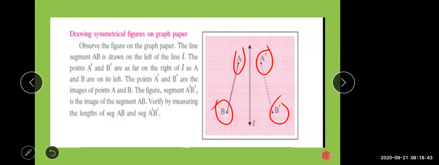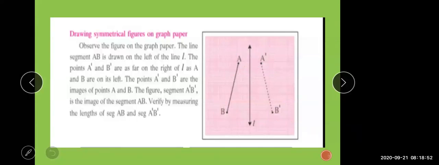So the line segment A1B1 is the image of line segment AB. Means if we join these two points A1 and B1, we will get a line segment like this. So what is this line segment? The line segment A1B1 is the image of line segment AB. We can verify it using a scale, measuring the length of these two line segments.